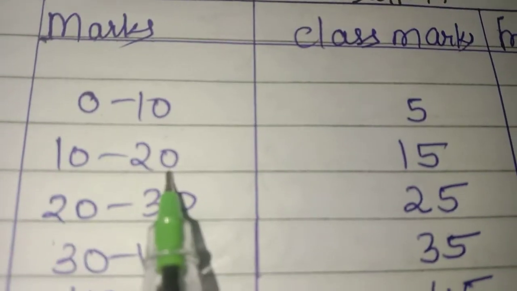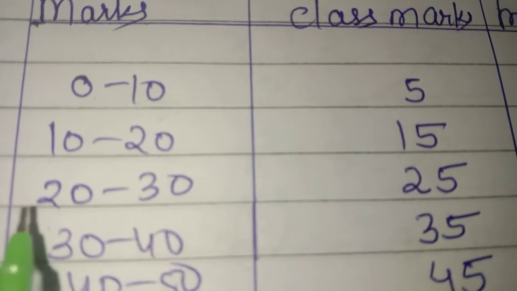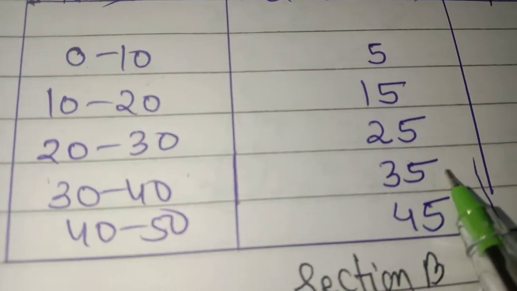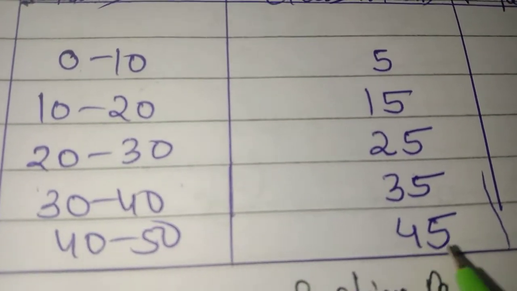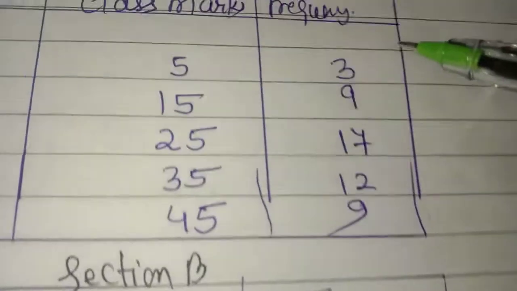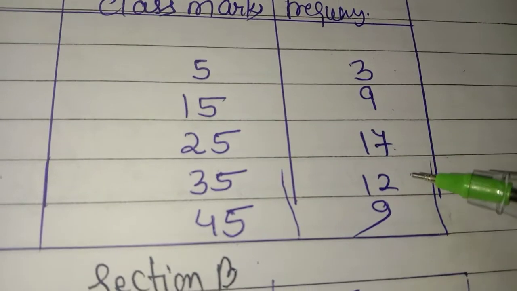10 plus 20, 30 divided by 2, it is 15. 20 plus 30 divided by 2, 25. 30 plus 40 divided by 2, 35. 40 plus 50 divided by 2, 45. So in this way we got the class marks of each class. And frequency as usual is given: 3, 9, 17, 12, 9.